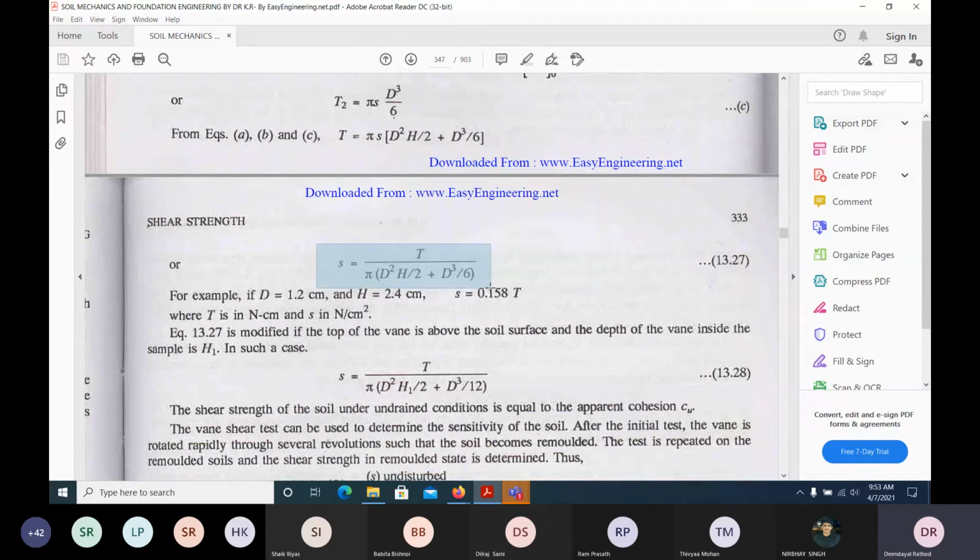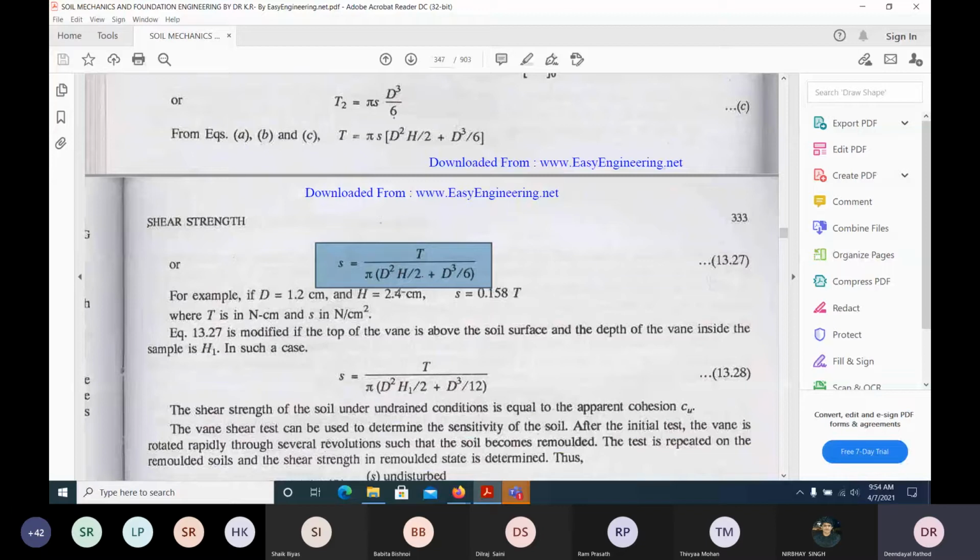Here, once we know the torque T, which we know anyway, whatever we applied, and once you know the diameter and the height, we can get the shear strength. That's what is given. Remember this formula, because they will ask it in many competitive exams. They will give the torque, the diameter, and the height, and you can get this particular shear strength.